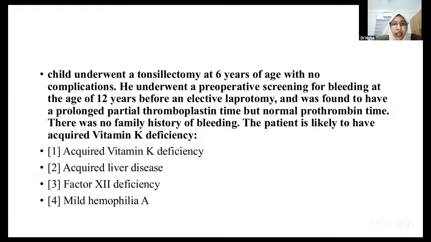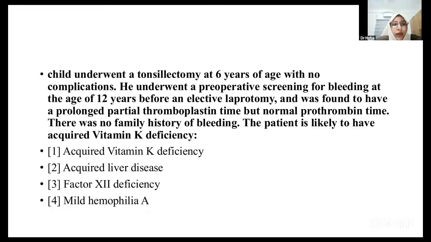A child underwent a tonsillectomy at 6 years of age with no complication. So let us make this the first part: tonsillectomy at 6 years. He underwent a pre-operative screening for bleeding at the age of 12 years before an elective laparotomy. So this is another scenario for the same child. After 6 years, he is going for another operation and has a pre-operative screening. He is found to have a prolonged partial thromboplastin time but a normal prothrombin time. There was no family history of bleeding. This is very specific: there is no family history of bleeding.